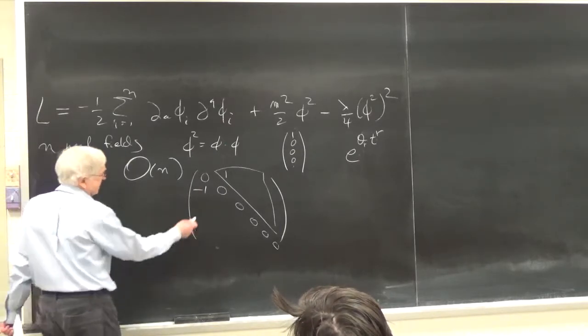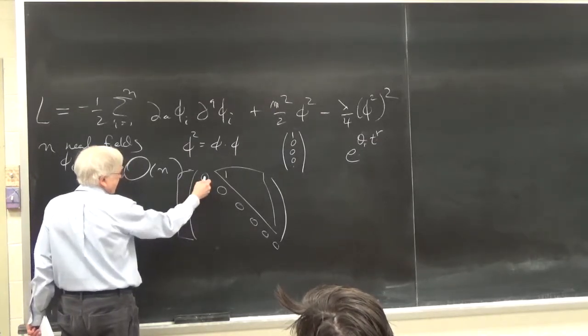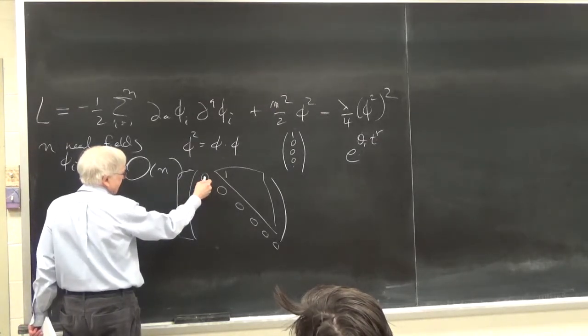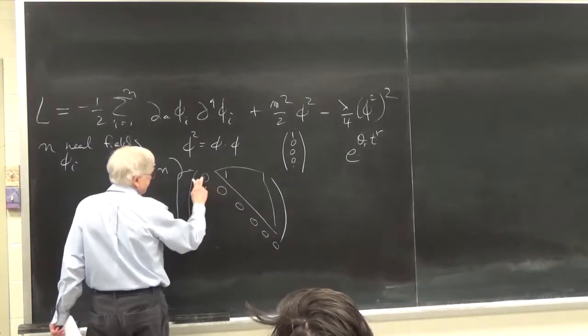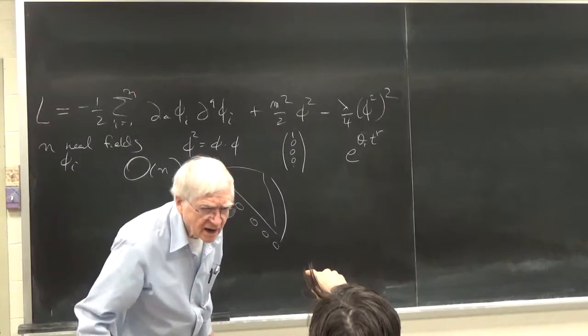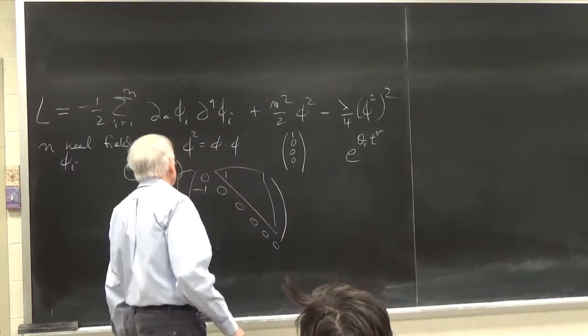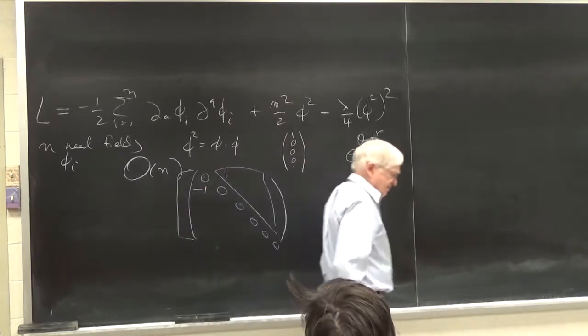Well, it's obvious that this is an n by n matrix. Should you have an extra generator too, because the fact that we're working with O(N) and not SO(N), so these guys don't necessarily have to be traceless? Okay, all right. Let's think about that.